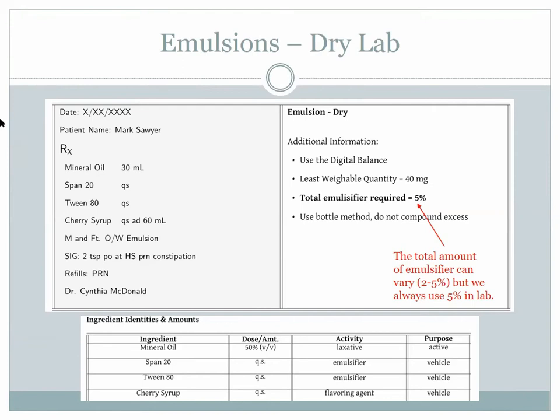The two emulsifiers were specified on the prescription. We're going to add SPAN 20, the lipid-loving one, with Tween 80, the water-loving one. That combination of those two doesn't tell us how much to use of each, so we're going to have to figure that out. But between SPAN 20 and Tween 80, we're going to have enough emulsifiers so that the mineral oil forms an oil in water emulsion and is flavored. On the additional information, I'll remind you, we have to know how much total emulsifier we need, and we're going to say 5%. So we're going to base our emulsifiers on 5%. Since we're using the bottle method, we do not need to worry about calculating for any excess.